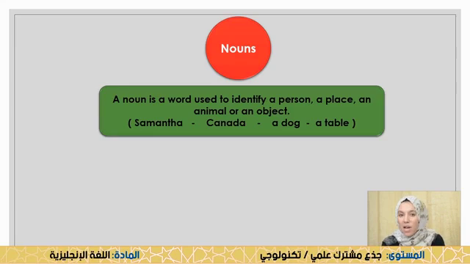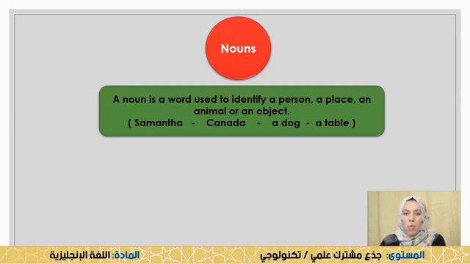We can have more examples. You can say, for example, the house. You can say United States of America, Morocco, France, and so on and so forth. A dog. A dog is a word that identifies an animal, of course. So we can have more examples. A dog, a cat, a horse, an elephant, and so on and so forth. The last example, a table. A table is a word that identifies an object. So a table is an object, a computer, a camera, a mobile phone, and so on and so forth.